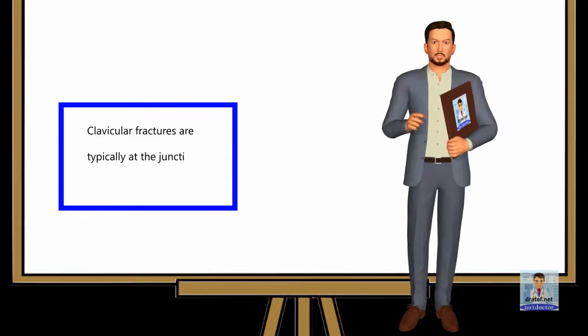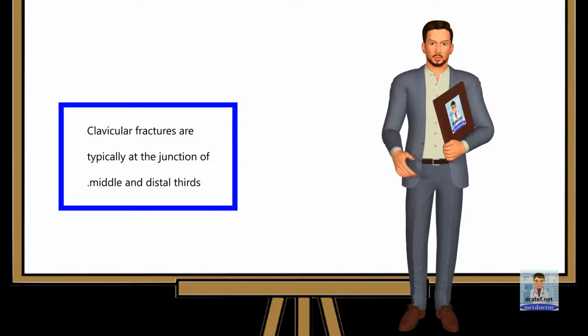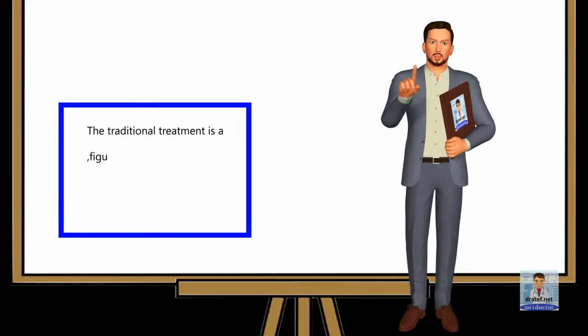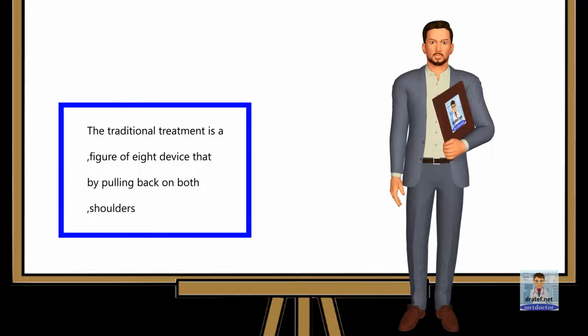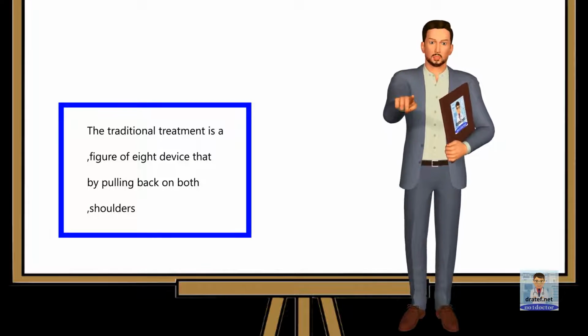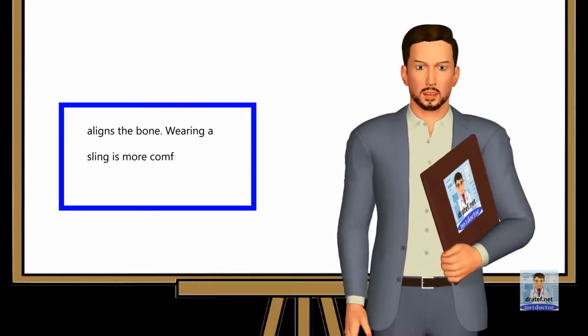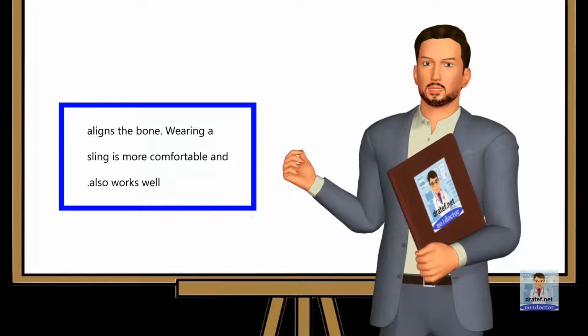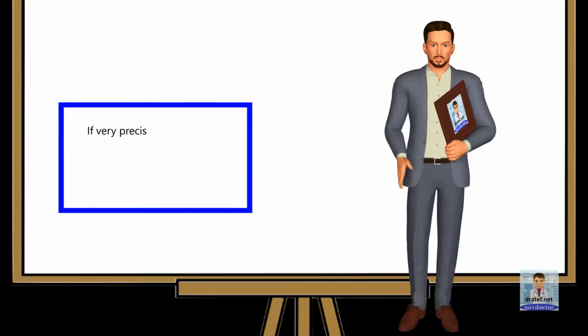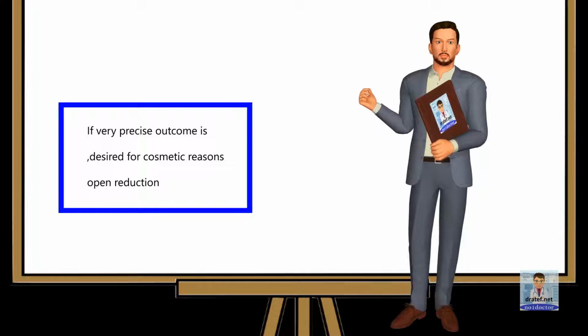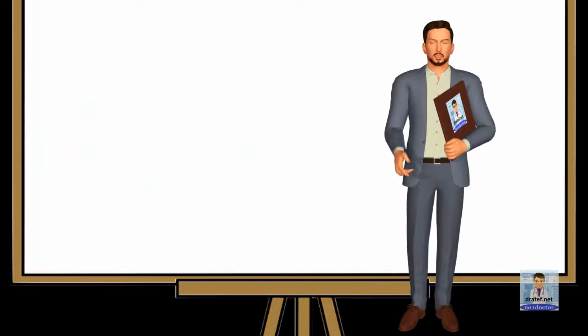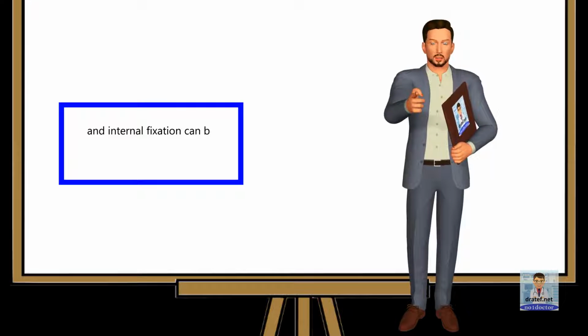Clavicular fractures are typically at the junction of the middle and distal thirds. The traditional treatment is a figure-of-8 device that, by pulling back on both shoulders, aligns the bone. Wearing a sling is more comfortable and also works well. If a very precise outcome is desired for cosmetic reasons, open reduction and internal fixation can be done.